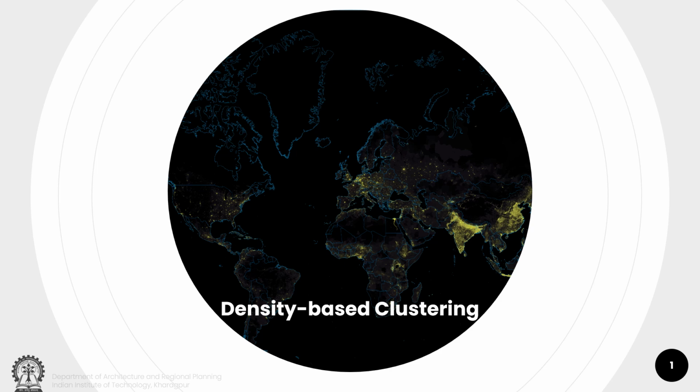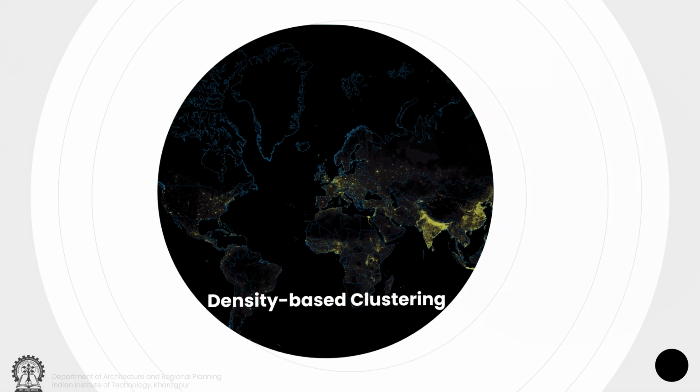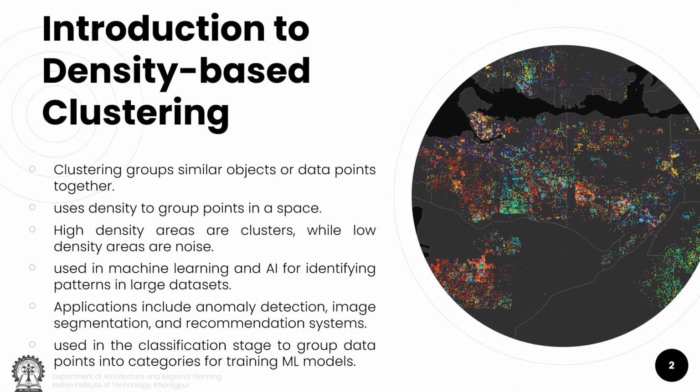So, let's dive into density-based clustering and see how it can be applied to city planning. Clustering is the process of grouping similar objects or data points together. Density-based clustering is a type of clustering that groups together points based on their density in a given space. It identifies areas of high density as clusters and areas of low density as noise.